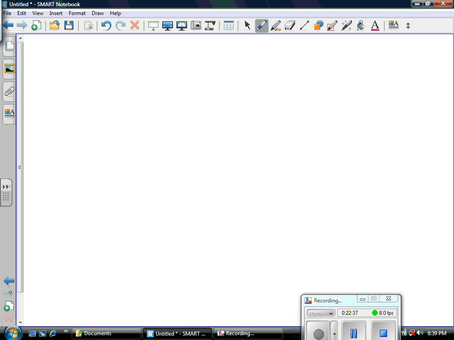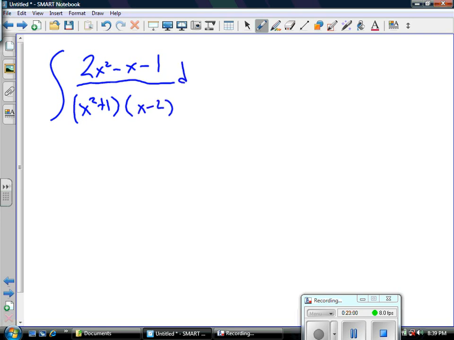But anyway, this is what we want to integrate: 2x squared minus x minus 1 over x squared plus 1 times x minus 2. It's already factored for you. Is it true that the degree of the denominator is greater than or equal to the degree of the numerator? Okay, so partial fractions is probably a good way to go.